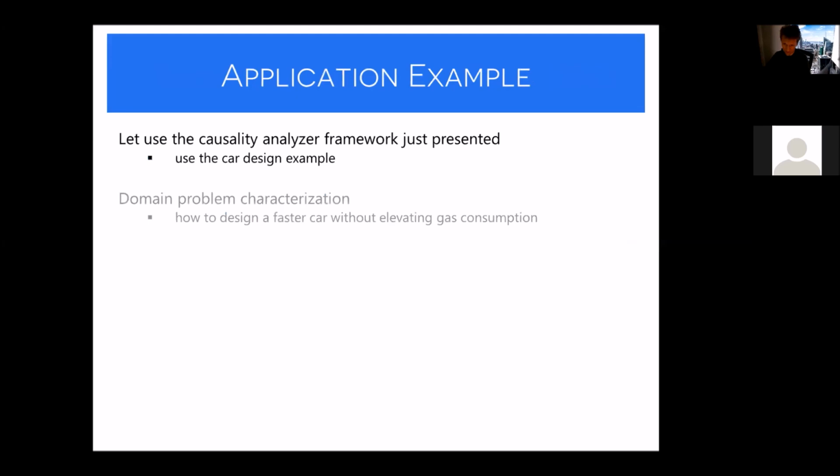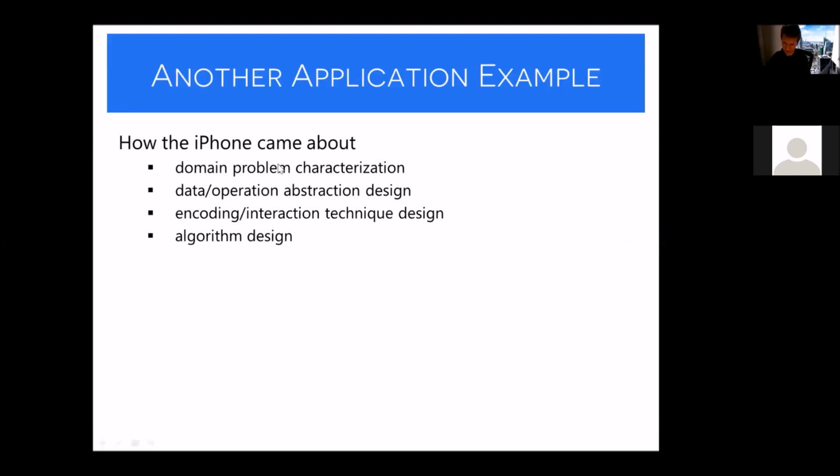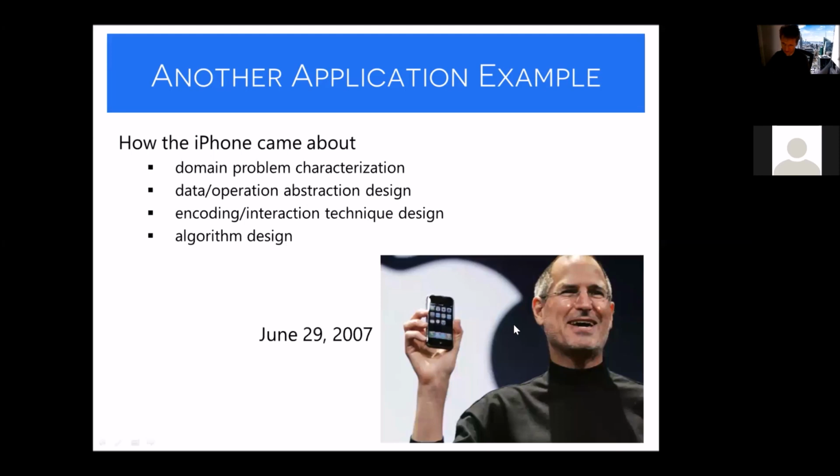Okay, so that's really how the iPhone came about. If you don't know the story of how the iPhone came about, that's really how it came about. Steve Jobs characterized the problem, then abstracted it, encoded it, and did the algorithm. So then you got the iPhone. I don't know if you saw the movie or if you know the story about how the iPhone came about. It started out with the iPod.